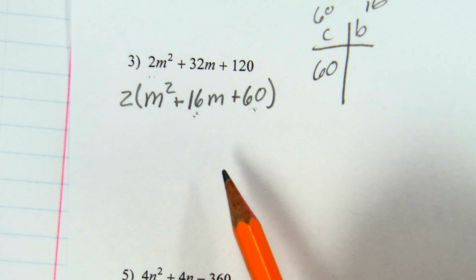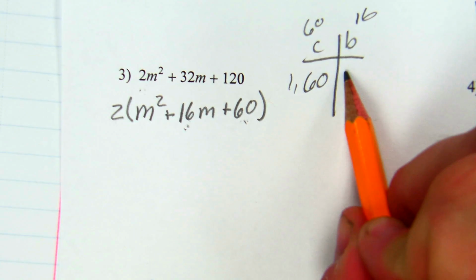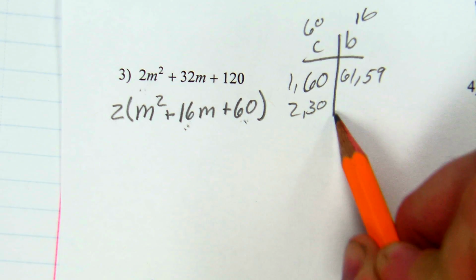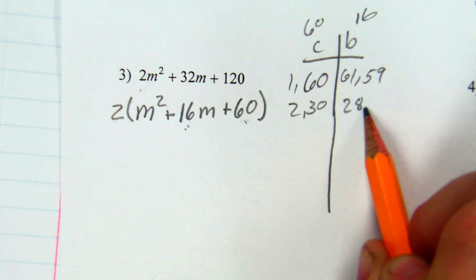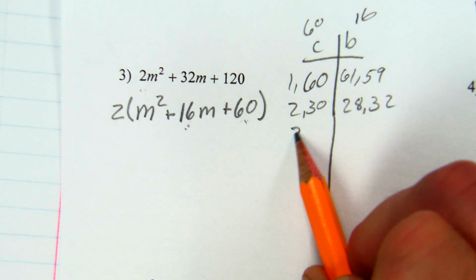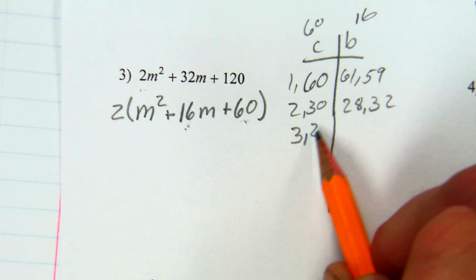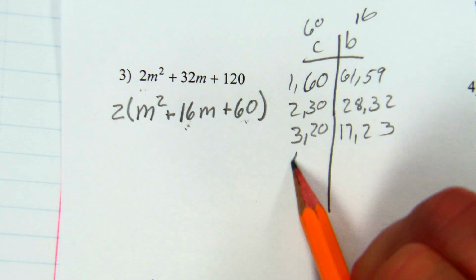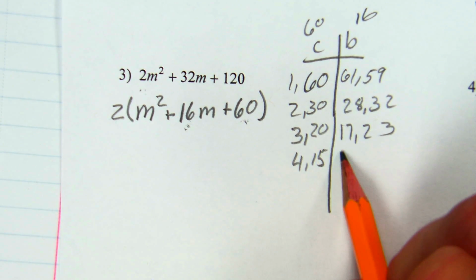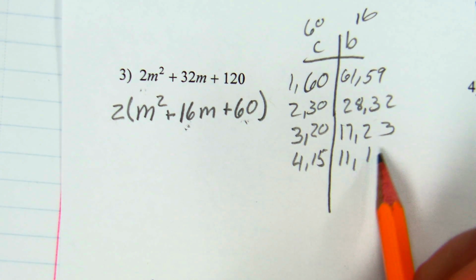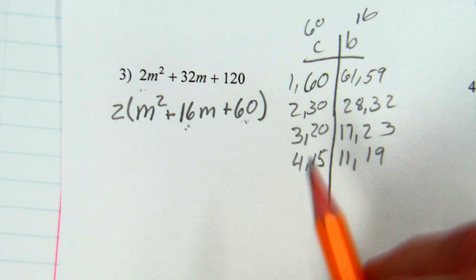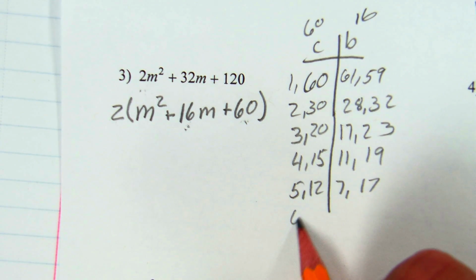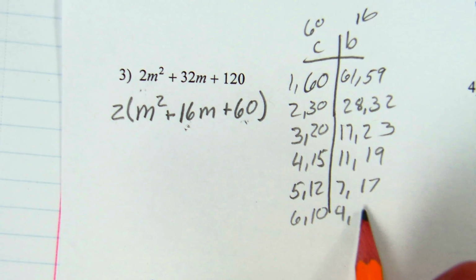Okay, so 16. So I got 1 and 60, that would make 61 or 59, I'm sorry. 2 and 30 would make either 28 or 32. 3 and 20 would make 17 or 23. 4 and 15. Again, use a calculator. If you're not the greatest at your multiplication tables and doing this, use a calculator. Just divide stuff. It'll eventually work. 5 and 12. You need 7 and 17. 6 and 10 will give you 4 and 16.